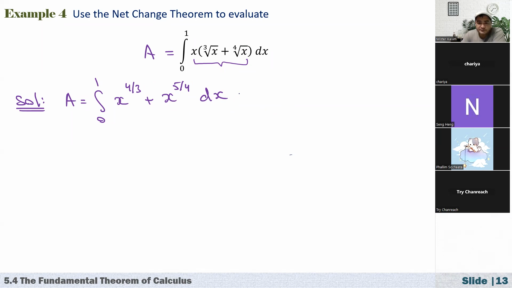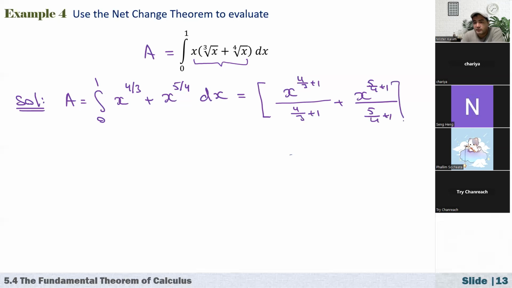So that is equal to x to the power of 4 over 3. Let me write it as a fraction here: x to the power of 4 over 3 plus 1, over 4 over 3 plus 1, plus x to the power of 5 over 4 plus 1, over 5 over 4 plus 1. And it is changing from 0 to 1, right? When it is 0, that's equal to 0. When it is 1, the first part, right, it is 4 over 3 plus 1, that is 7 over 3, so it is 3 over 7.